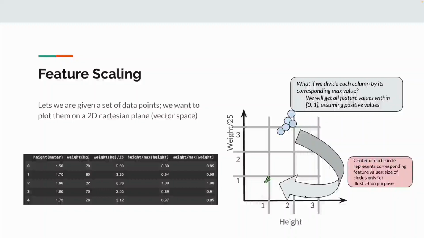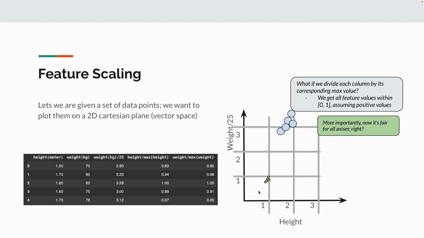For a little explanation here, the circle centers are the data point locations. The sizes of the circles are only for visualization purposes. All these data points actually move to this location, the same data point. So this is a standard way of data scaling or feature scaling.